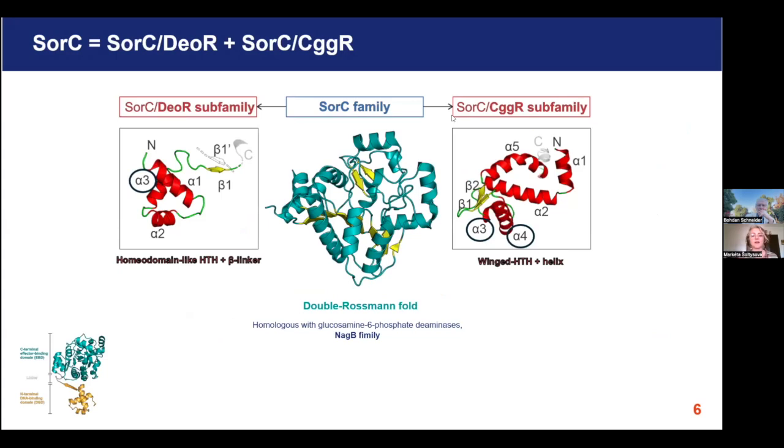The SorC family is identified by the sequence of the highly conserved effector binding domain, which is folded into a typical double Rossmann fold, and is further divided into two subfamilies, DOR and CGGR, based on the DNA binding domains. And these domains fall into different types of helix-turn-helix motif.